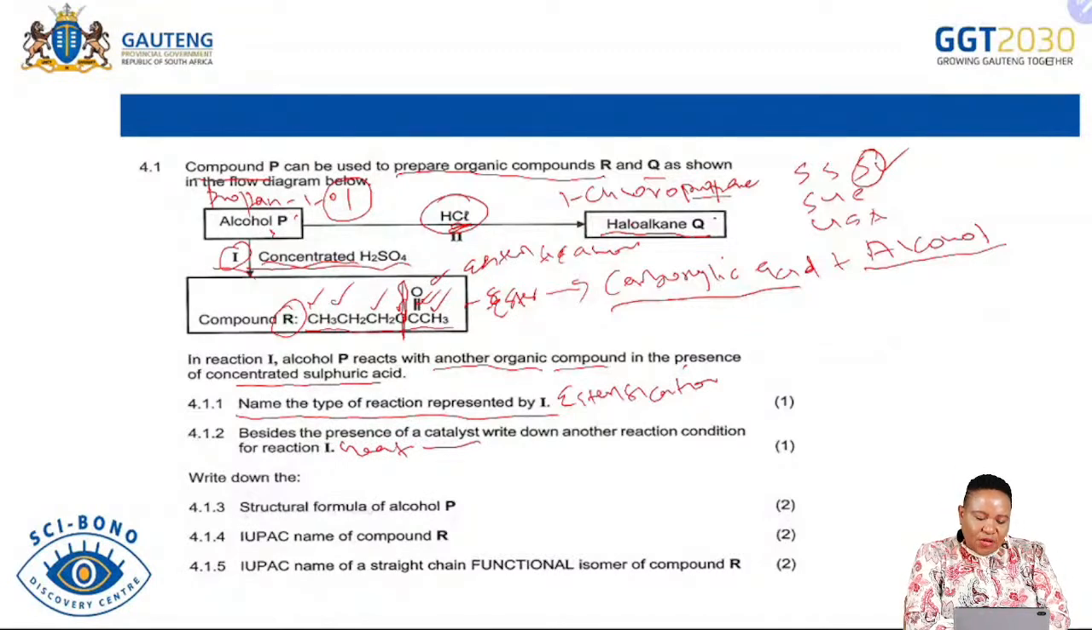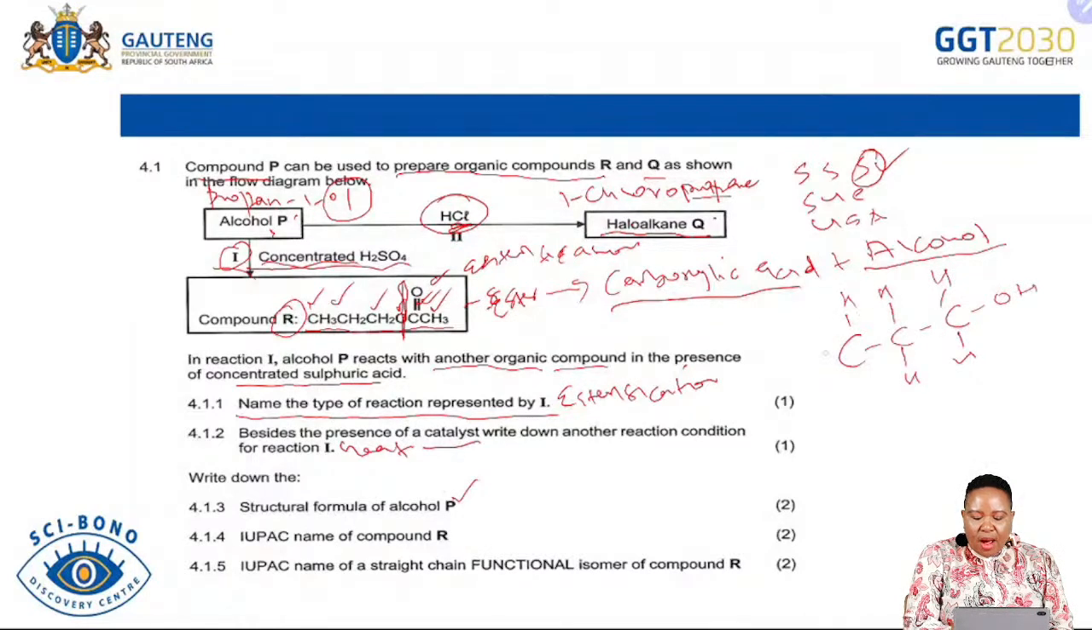Then we want the structural formula of compound P. Remember, compound P, we have already identified it as our propane-1-ol, because esters are formed from primary alcohols and carboxylic acid. So the structural formula is going to be the propane-1-ol. We can draw it in any way, but we must know that the functional group must be on carbon number 1.